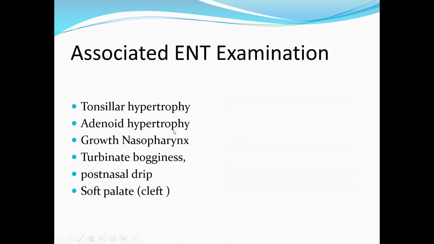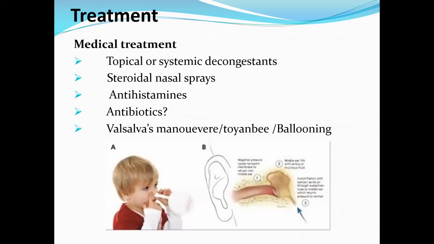Now, complete ENT examination is required to find out the cause. If there are tonsillar hypertrophy, tonsillitis, adenoid hypertrophy, there might be growth in the nasopharynx, there may be polyps, there may be turbinate hypertrophy, there may be rhinosinusitis showing postnasal drip, and the cleft palate, rule out cleft palate.